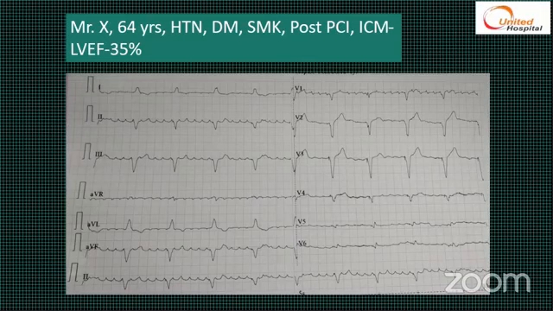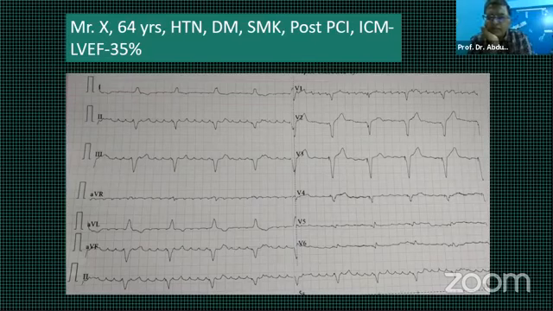Can I make a comment on this? Sir, can I ask you a question? How do you differentiate atrial flutter and atrial tachycardia? Because looking at V1, the P wave looks biphasic. So is it flutter or tachycardia? Atrial tachycardia.